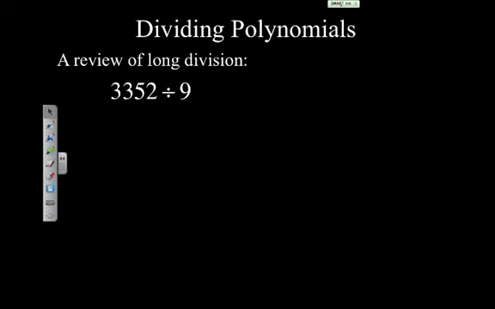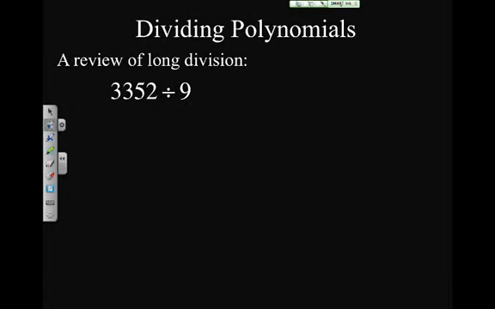Today in section 4.2 we're going to be talking about dividing polynomials, and before we do that I want to do a quick review of how we do long division with numbers. If you remember, and hopefully you learned it this way, when you're dividing 3,352 divided by 9, we put the 3,352 inside of the little division symbol, and then we put the 9 on the outside.